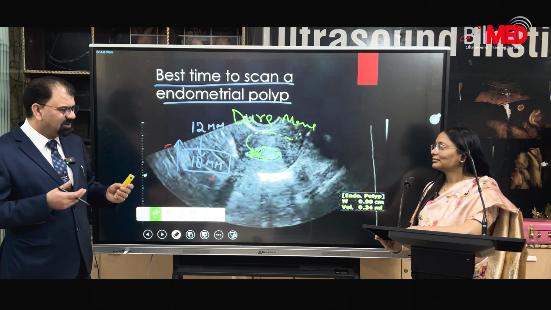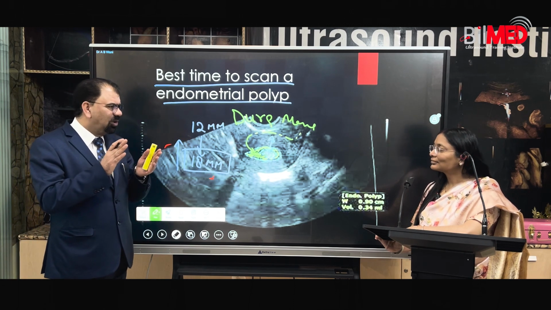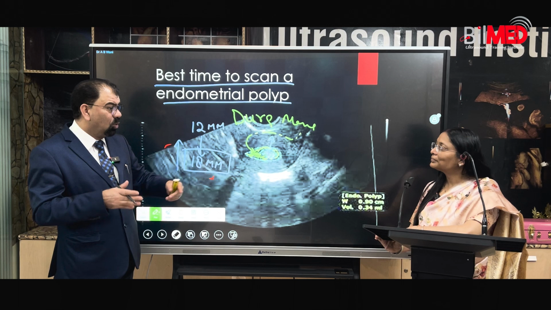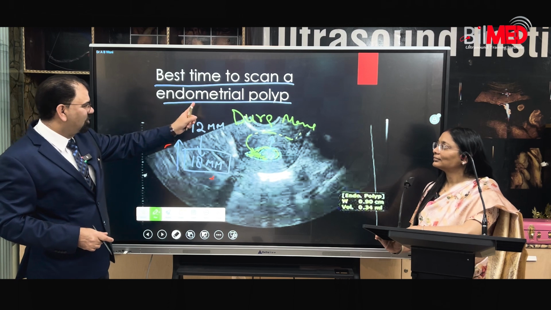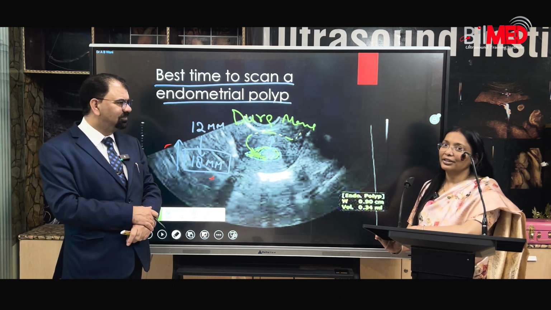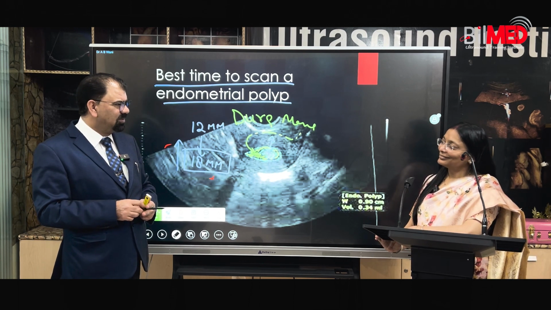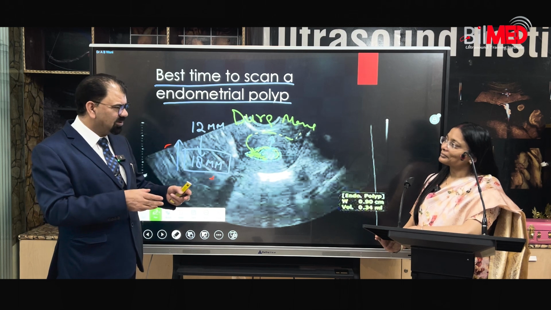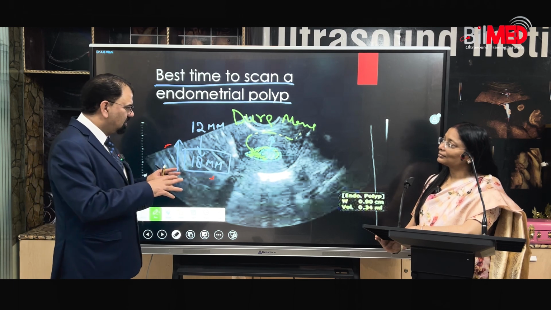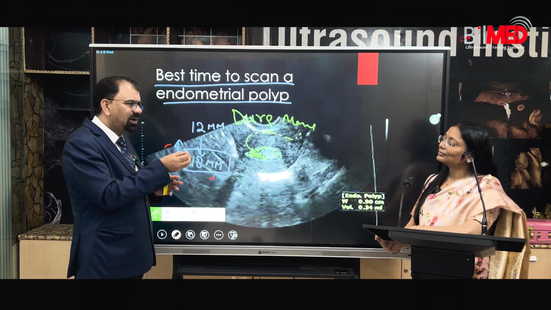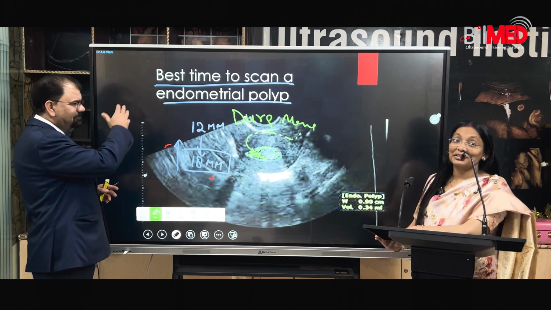The basic important point is that on day 2, day 3, day 4, this polyp will be more prominent as compared to the luteal phase. So the best time to scan an endometrial polyp is day 2 or day 3. Try inserting the probe during menses once. It will be equal to having inserted saline. So in a differential diagnosis case where you don't see anything, maybe there is a small polyp, during menses you will see a better picture. This was a master stroke actually.